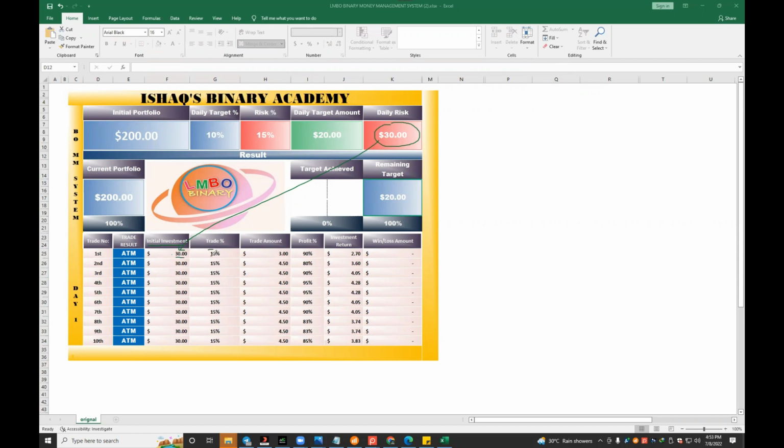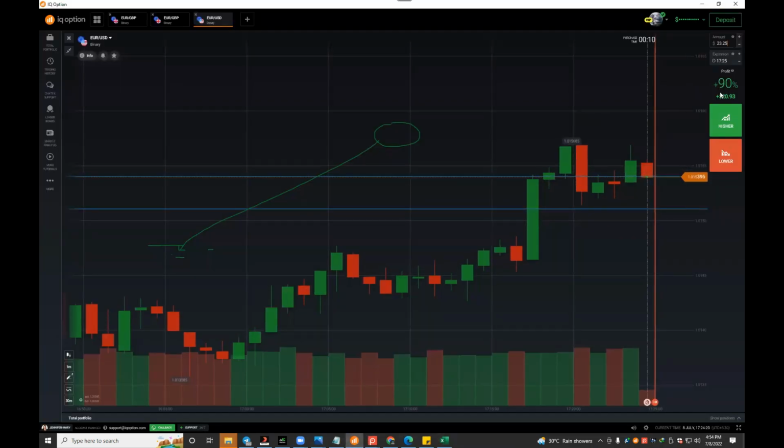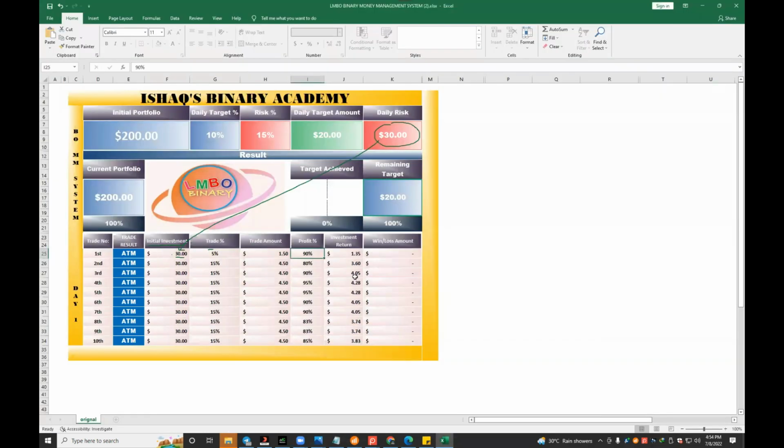For example, here it's a 10% return, but I'm thinking that I'm going to use 5% of my $30. So my first trade will be $1.50. And what the broker is giving me as the rate of return, for example, here if we check, the broker is giving us 90%. So we will use 90% here. And in case I win this trade, this 1.35 return will be added in my account.